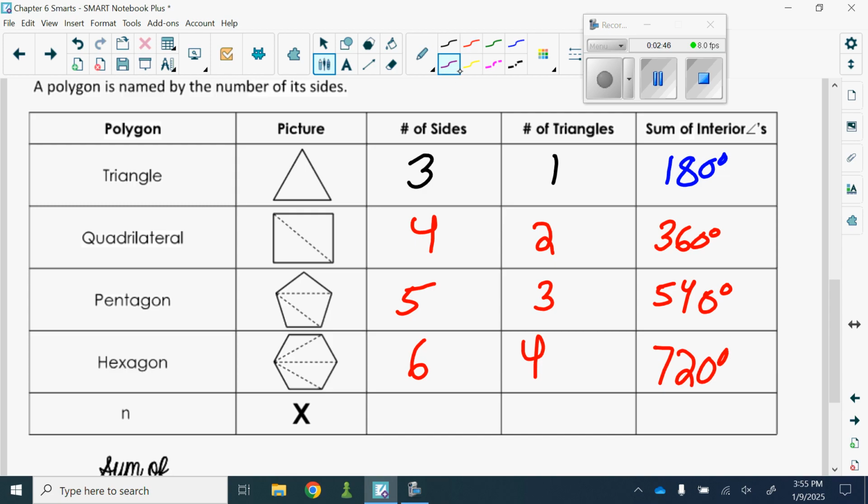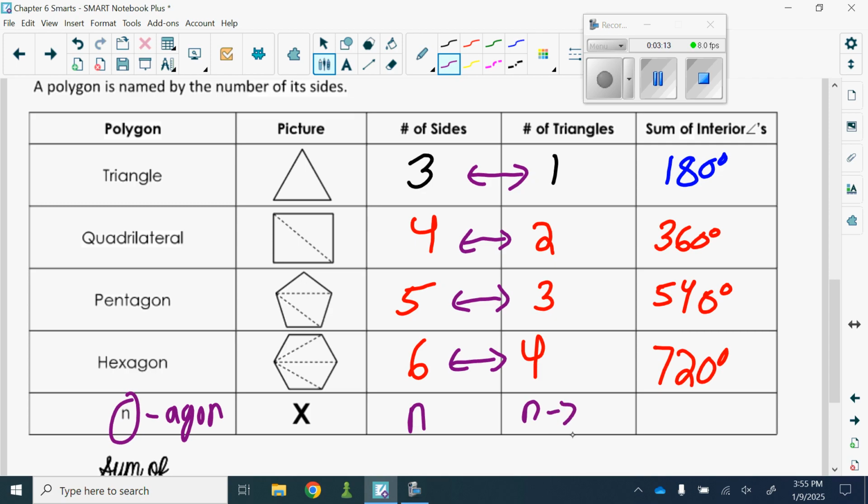So if we want to put this in a general sense, in terms of n, call the polygon an n-gon. So that would have n sides. For the number of triangles, we could see the common difference here: 3 to 1, 4 to 2, 5 to 3, 6 to 4. This common difference is the number of sides minus 2. So the number of triangles is n minus 2.